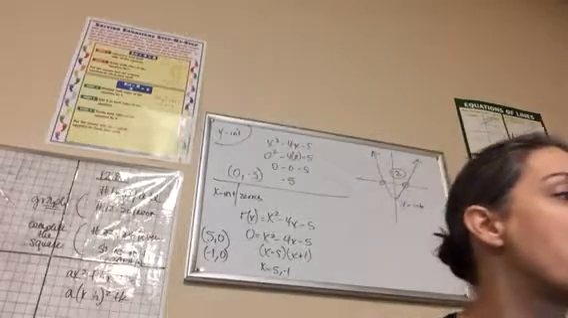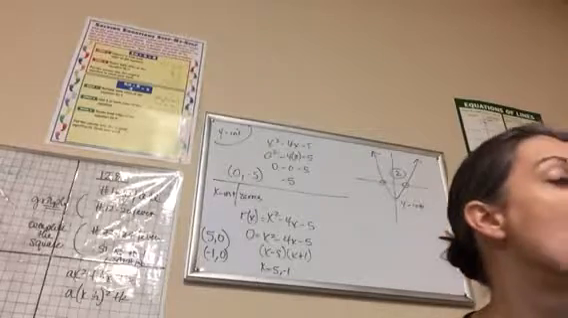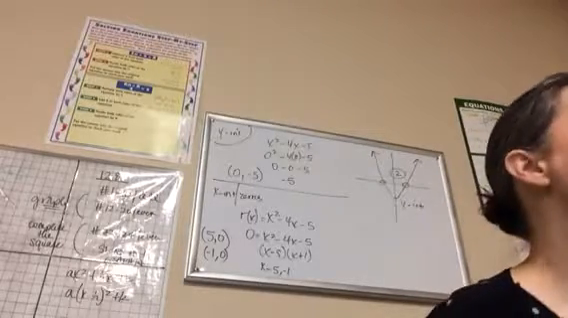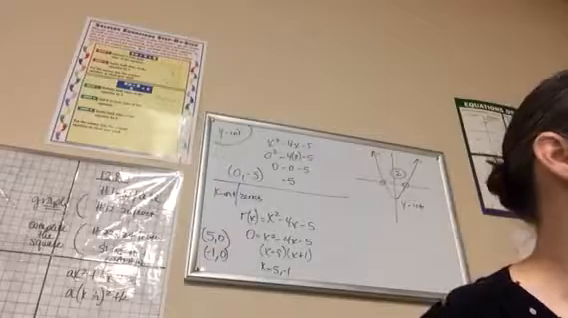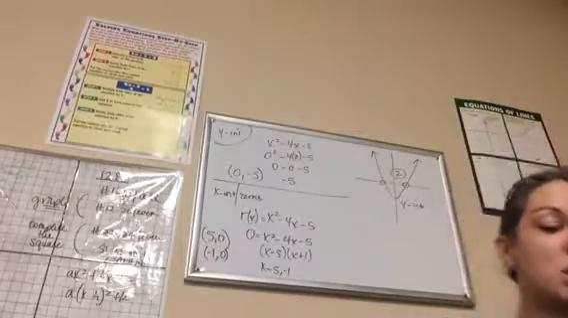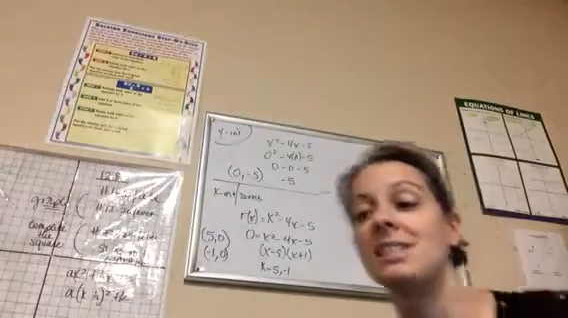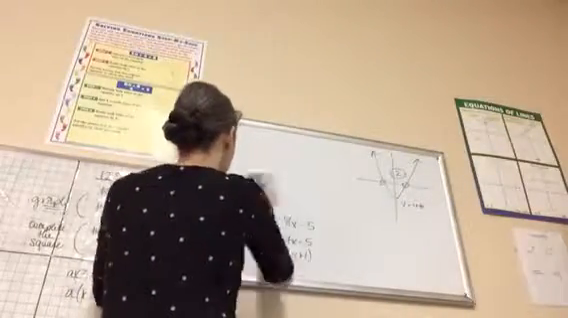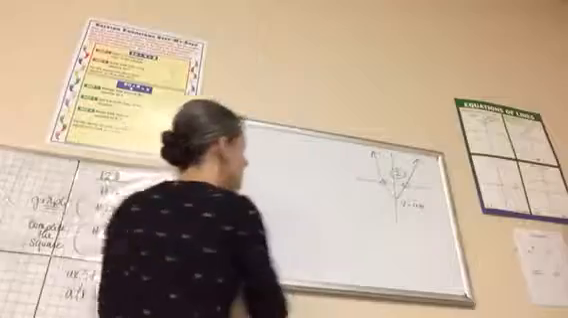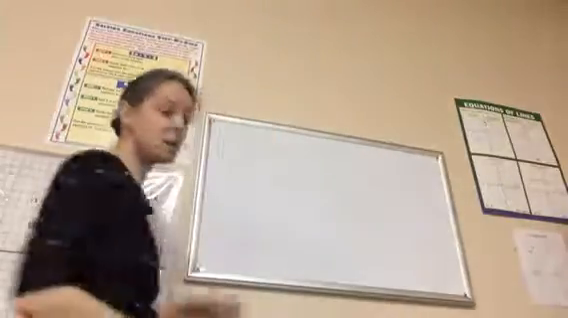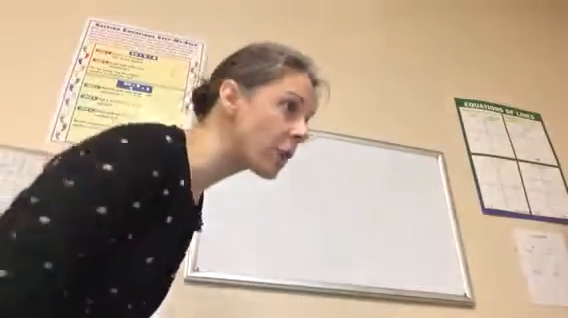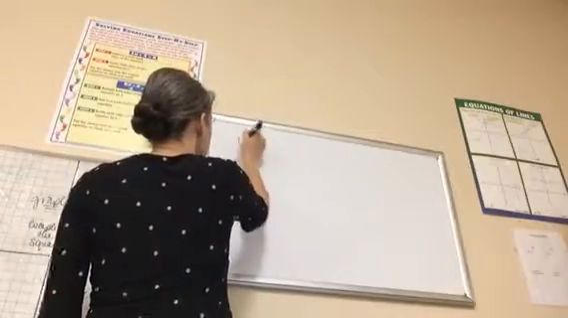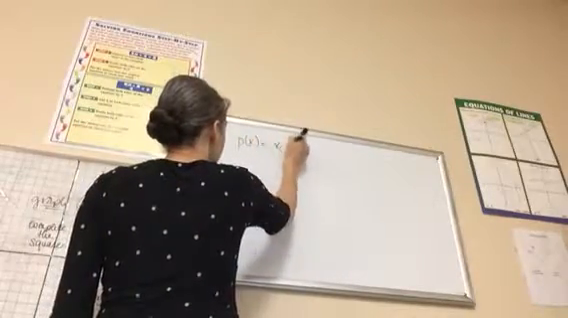Okay, let's look at example 3. We have two functions. One is in graphing form, one is in standard form, and we're told to find the zeros. When it says find the zeros, that's the same thing as saying find the x-intercept. How do we find the x-intercept? We put 0 in y's place. Let's look at the first one that is in graphing form.